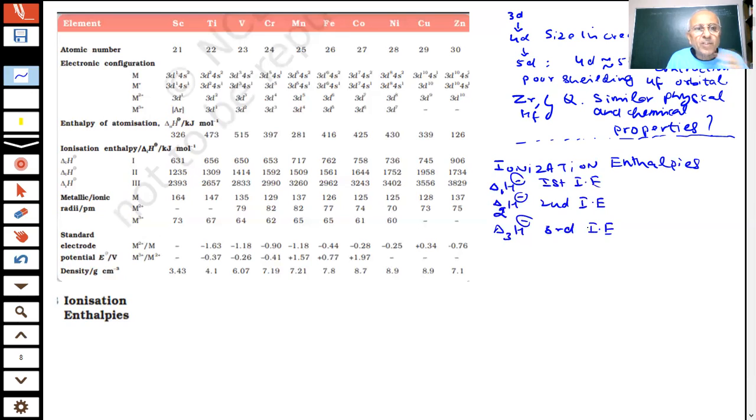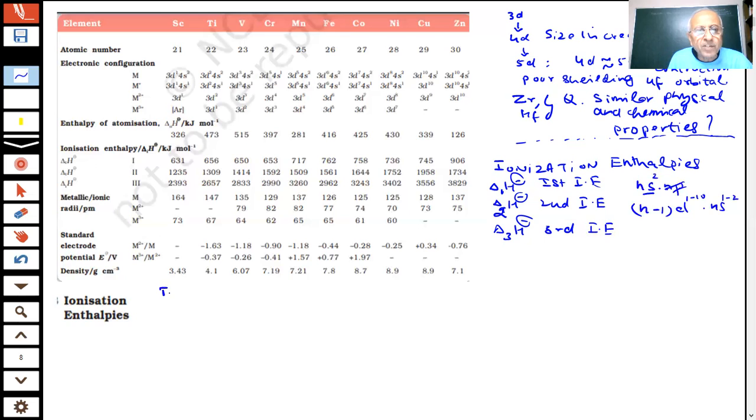So the story is like this. You have shown the configuration to be ns2, and what you said is (n minus 1) d 1 to 10, ns 1 to 2. Okay, so when you remove the electron, the first electron, you are talking of the first ionization enthalpy.